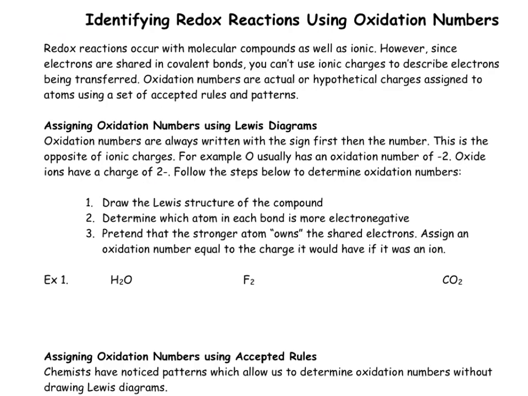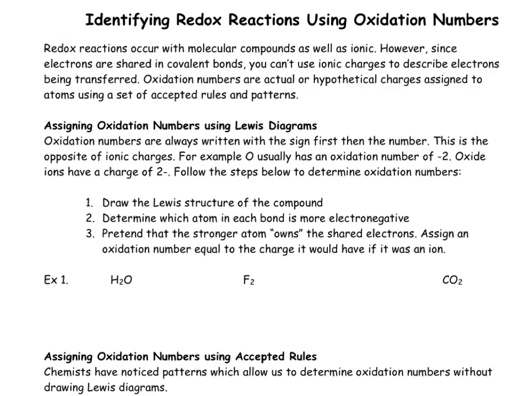Redox reactions occur with molecular compounds as well as ionic. However, since electrons are shared in covalent bonds, you can't use ionic charges to describe electrons being transferred and identifying redox reactions using this method. Oxidation numbers were developed so that you can easily see redox reactions involving molecular compounds without charges. Oxidation numbers are actual or hypothetical charges assigned to atoms using a set of accepted rules and patterns.